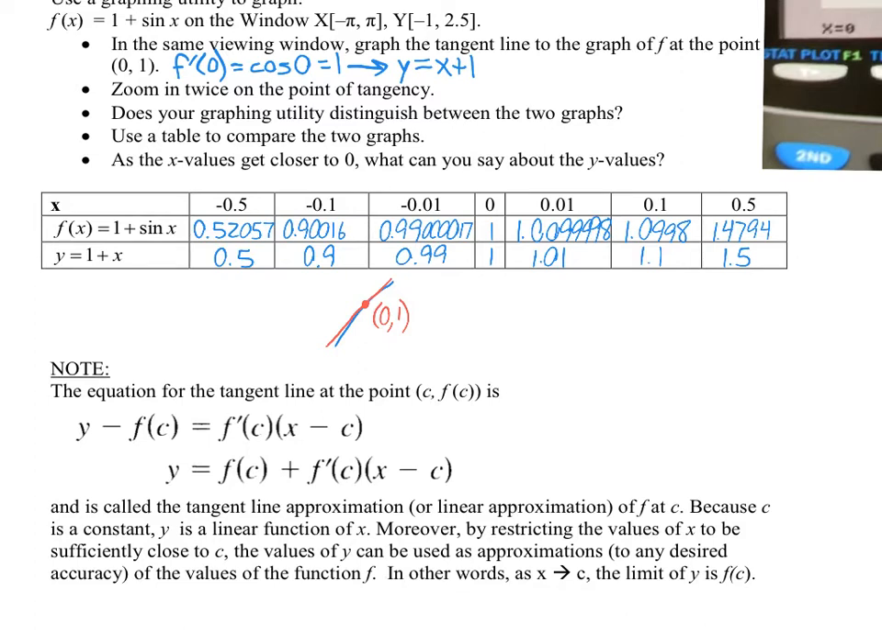Now, there's this formula down here. The equation for the tangent line at a point c, f of c can be given by this. Now, this is just point-slope form, if you think about it. The slope is f prime of c. The point we know is c, f of c. Again, one thing to make sure you recognize here is that this point c, f of c needs to be a point that you know or can figure out easily, without using a calculator. So this is the point you know.